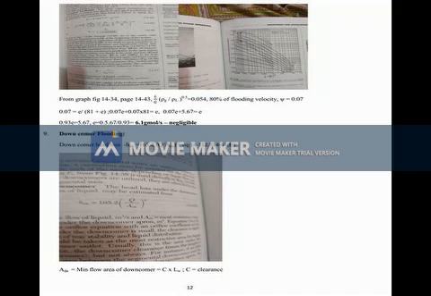Next is HL. HL is the height of the liquid. For that, the formula is phi E into HW plus 15330 C into Q by phi E raised to 2 by 3.